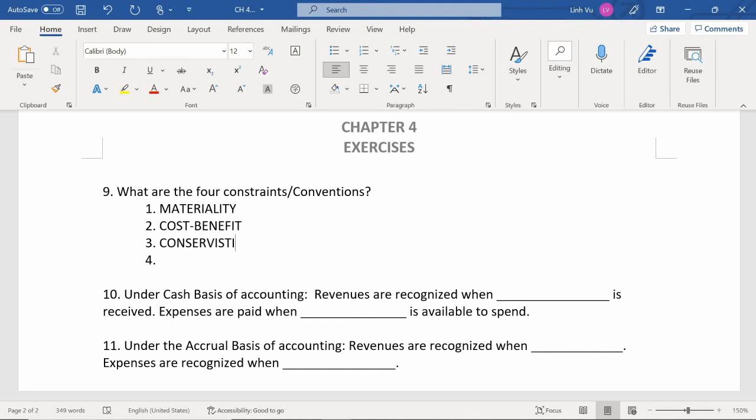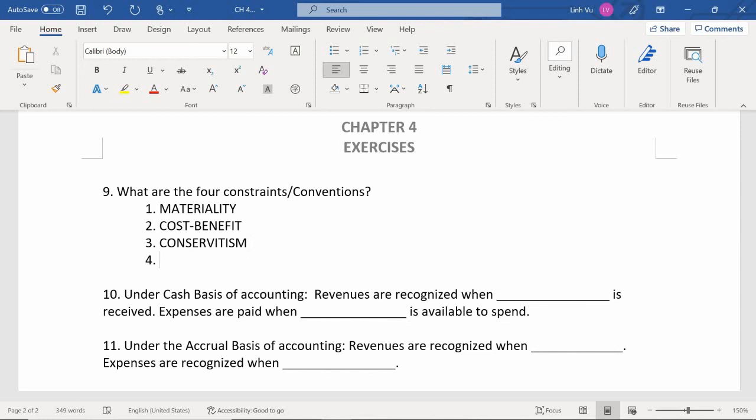Conservatism. So again, this conservatism is going to be based off of the alternative options that you have for the cost benefit. Which one is going to be least likely to overstate your assets? So again, you want to be kind to yourself and not overstate your assets, okay?